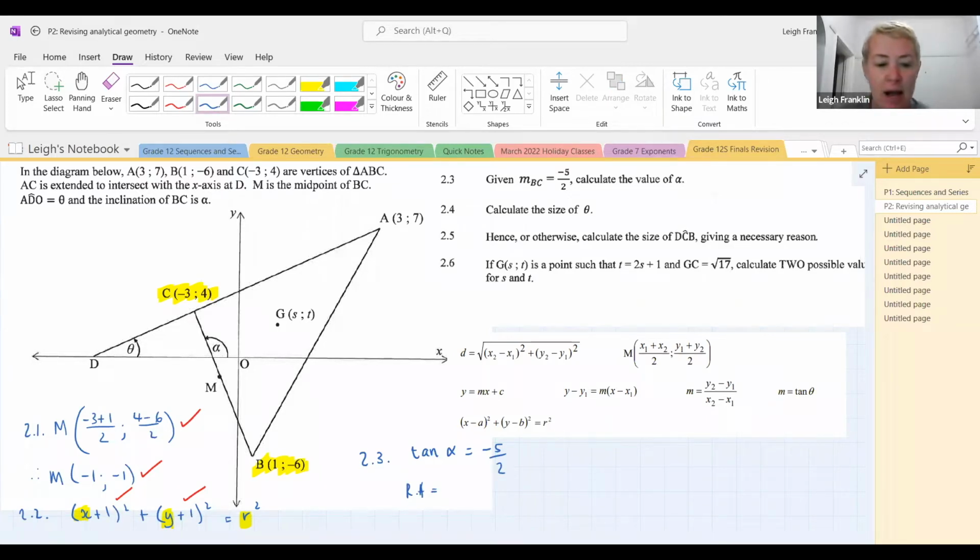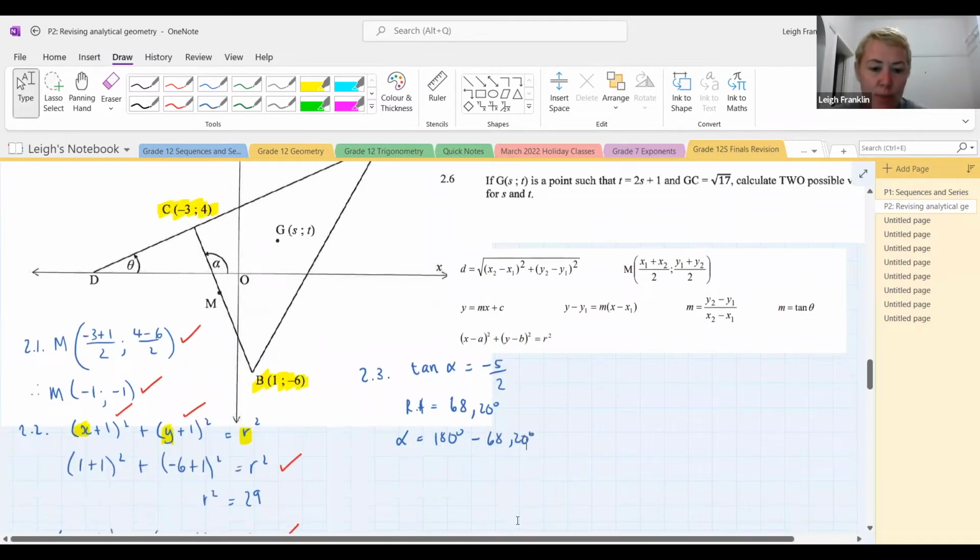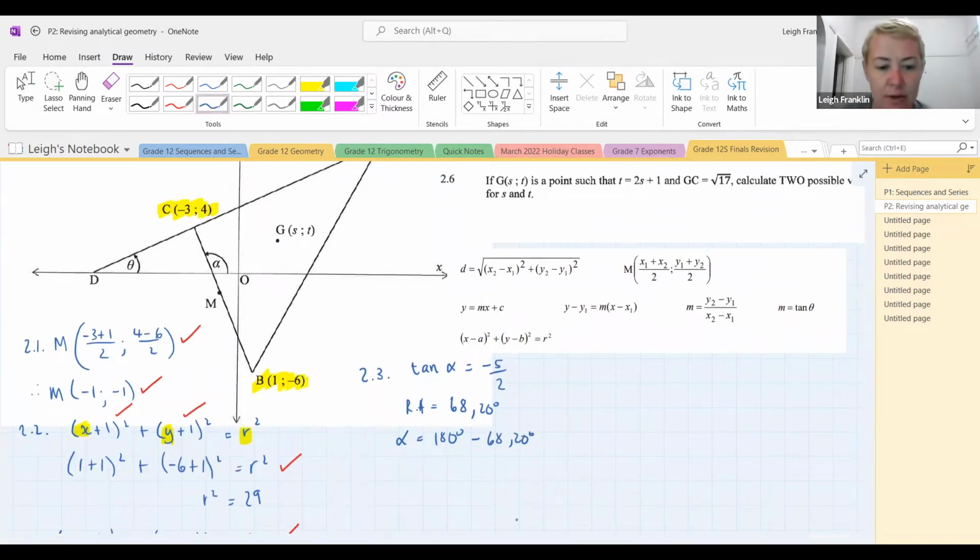-68,1985. If you do it this way, you end up with +68,20. And what's very important is that you then say that alpha is equal to 180 minus 68,20. But if you want to work with negative 68,20 plus 180, there is nothing wrong with that. Okay, so that means that our final answer is going to be, you guys, what are you getting?